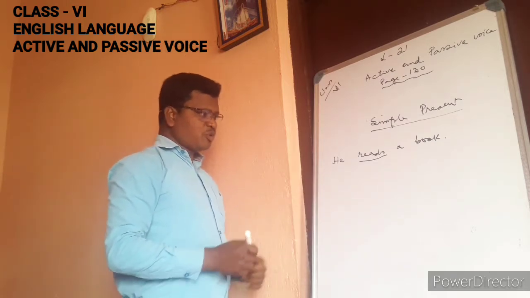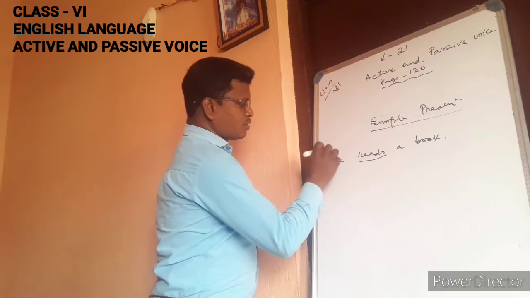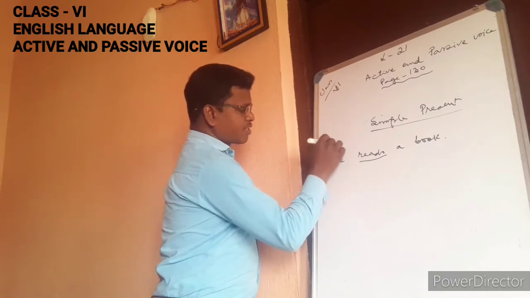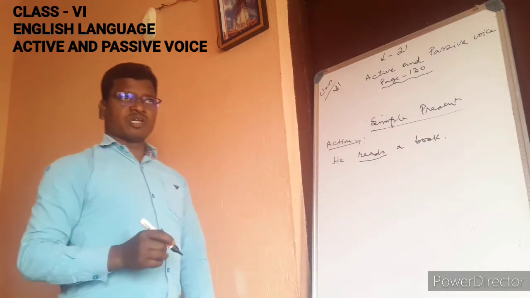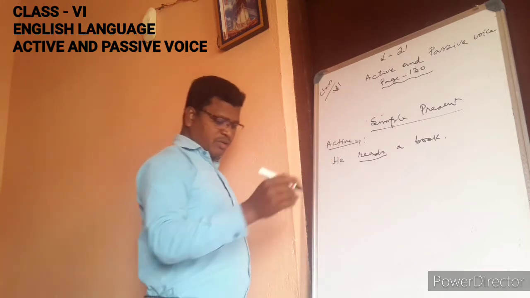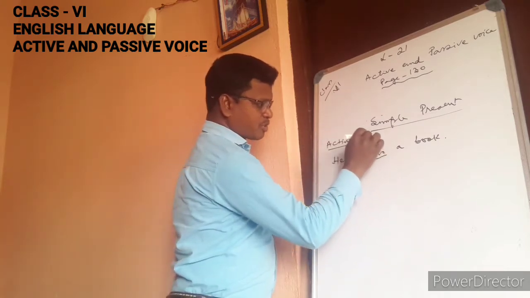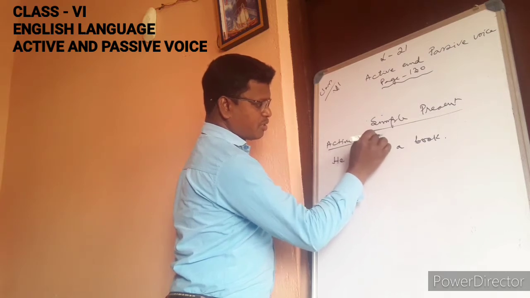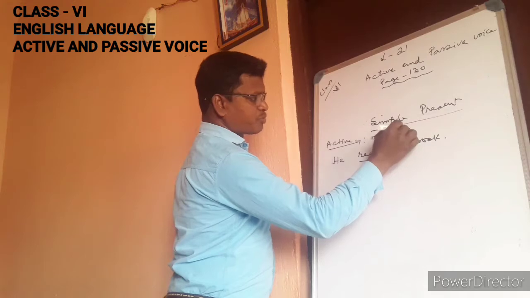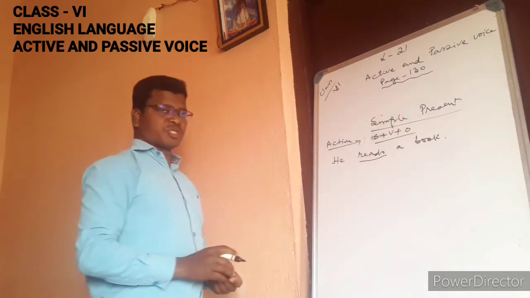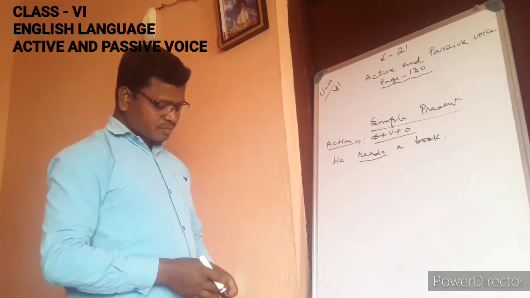So what do we have to do in the active voice? What is there in the active voice? If we write the formula or the pattern, it will be like this. Subject plus the verb, and we have an object. So these are the things which are present in it.